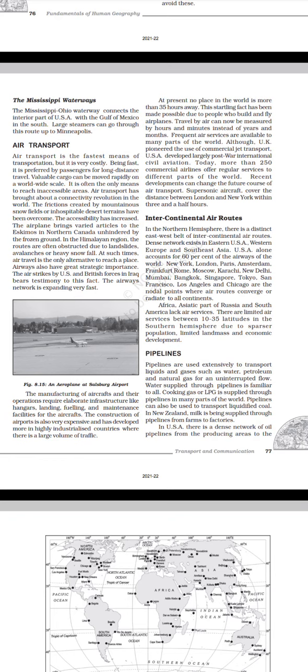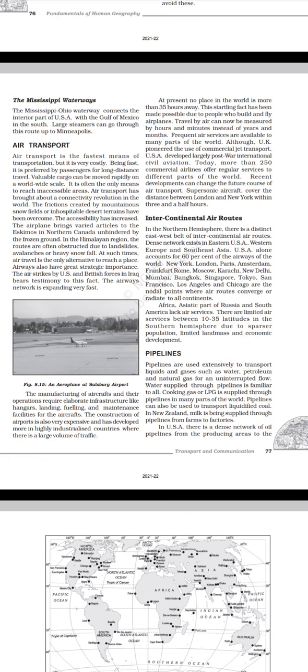In the Himalayan region, the roads are often obstructed due to landslides, avalanches, or heavy snowfall. At such times, air travel is the only alternative to reach a place. Airways also have great strategic importance. The air strikes by US and British forces in Iraq bear testimony to this fact. The airways network is expanding very fast. Take a look at figure 8.15, an aeroplane at Salzburg Airport.